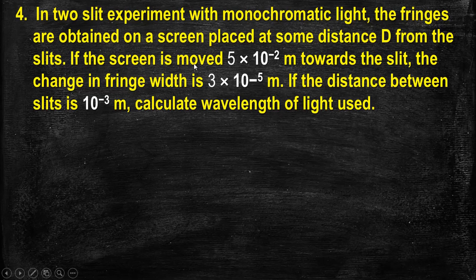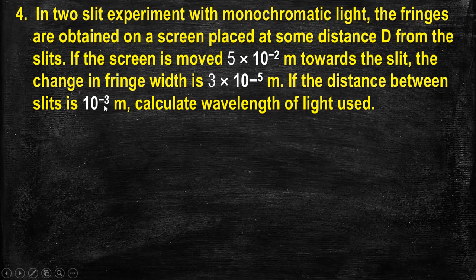You have to focus on that particular keyword, whether it is towards the slit or away from the slit. If it is towards the slit, definitely D will decrease. Whenever this D value changes, there is always a change in fringe width. So they have given the change in the fringe width as 3 into 10 to the power of minus 5 meter.